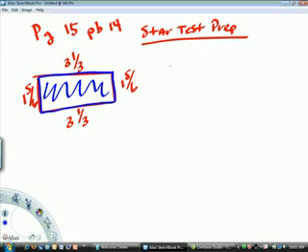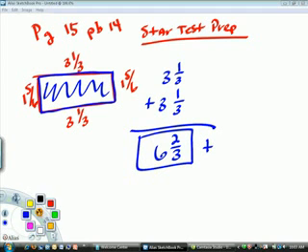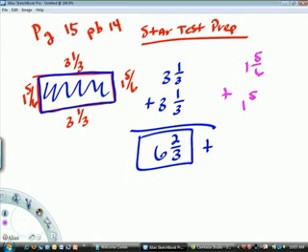Add those first. So 3 1/3 plus 3 1/3. Okay, so what do you get when you add those two? 6 and 2/3, right? Because you just add the numbers on top, the numerators. Okay, that's from two sides of it. We have to add that to whatever the other two sides are. Okay, so what are the other two? It's 1 and 5/6 plus 1 and 5/6.